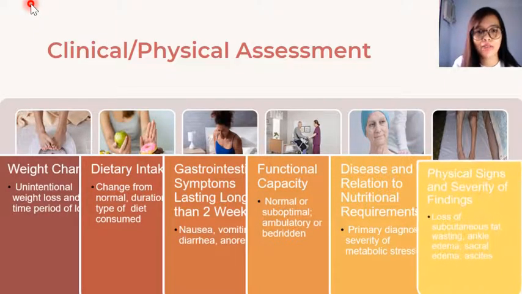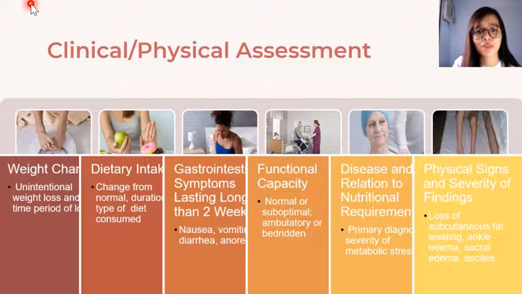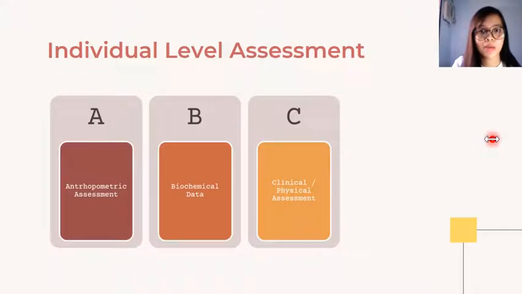And then we have physical signs and severity of findings. Is the patient losing subcutaneous fat? Is there wasting? Is there ankle edema or sacral edema or ascites? This could indicate a nutritional problem, so you do take note of that, like the one you see in this picture. As you can see, this is a case wherein there is wasting or muscle wasting. It means the body is breaking down the protein instead of the fats and the carbohydrates. That's about it with your clinical or physical assessment.